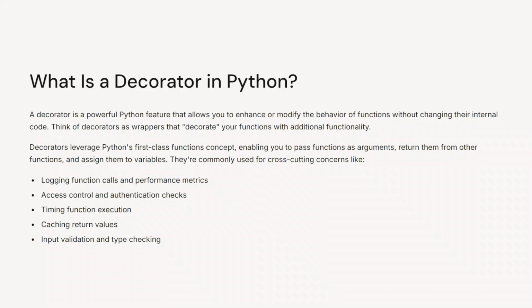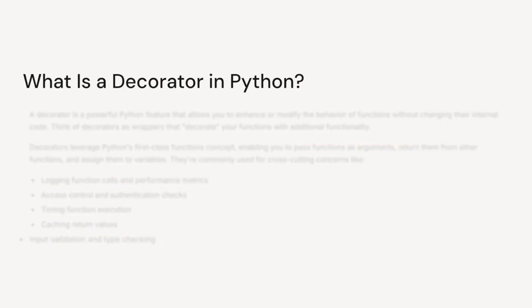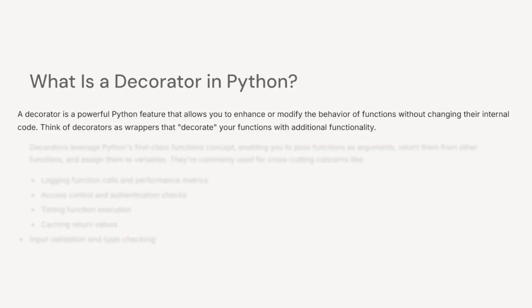In this software engineering playlist of Python, we are going to look at what a decorator is in Python. So, what exactly is a decorator in Python? A decorator is a powerful Python feature that allows you to enhance or modify the behavior of functions without changing their natural code. Think of decorators as wrappers that decorate your functions with additional functionality.